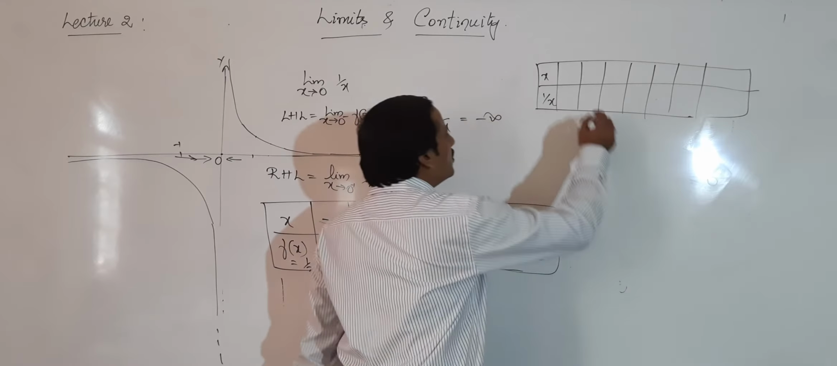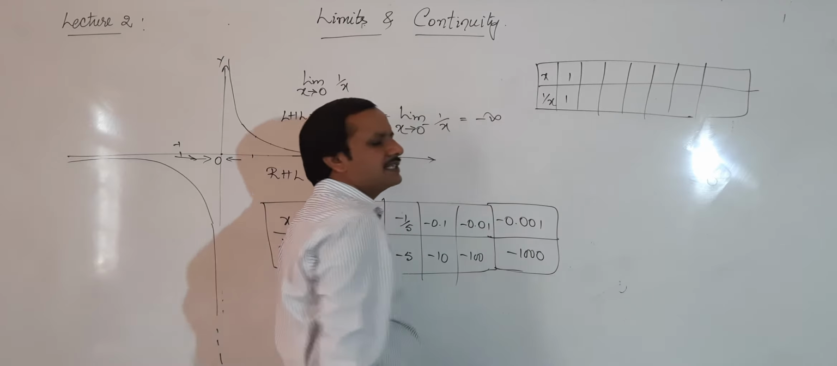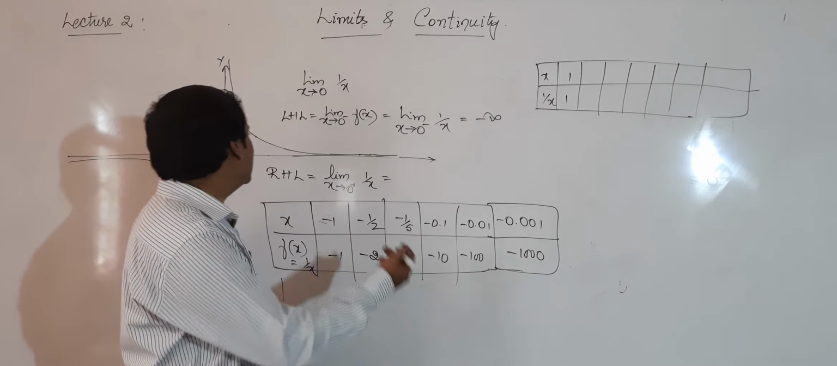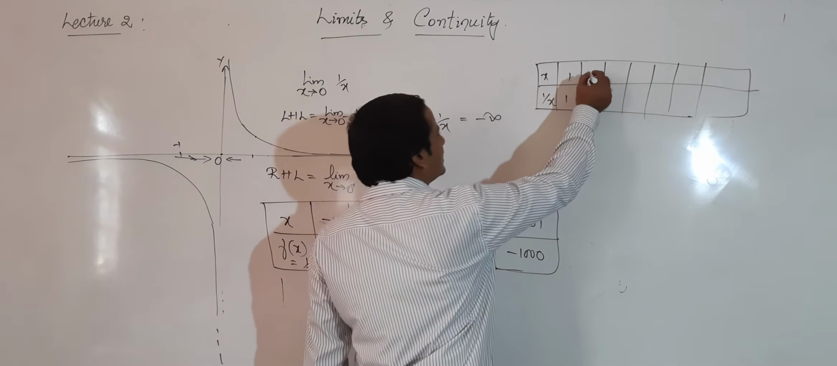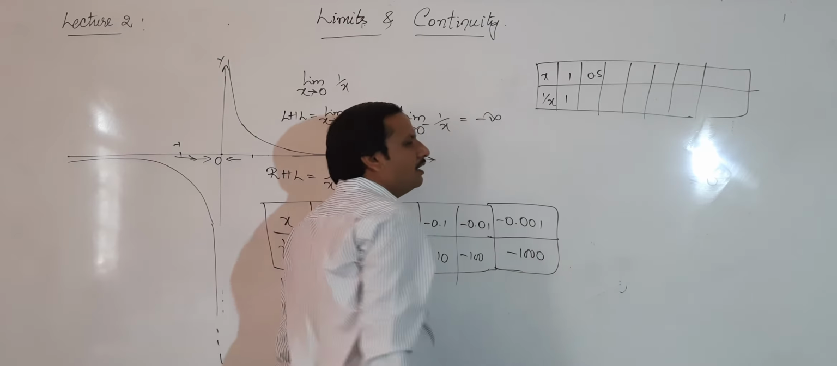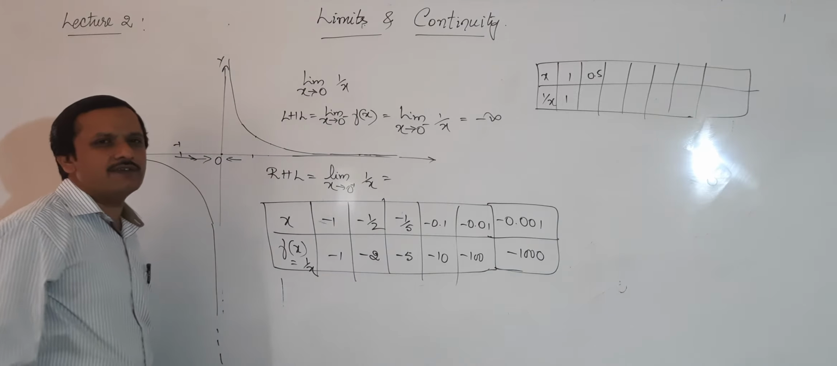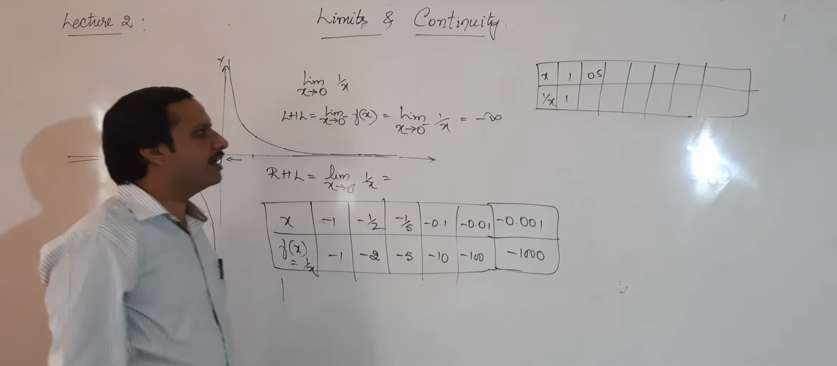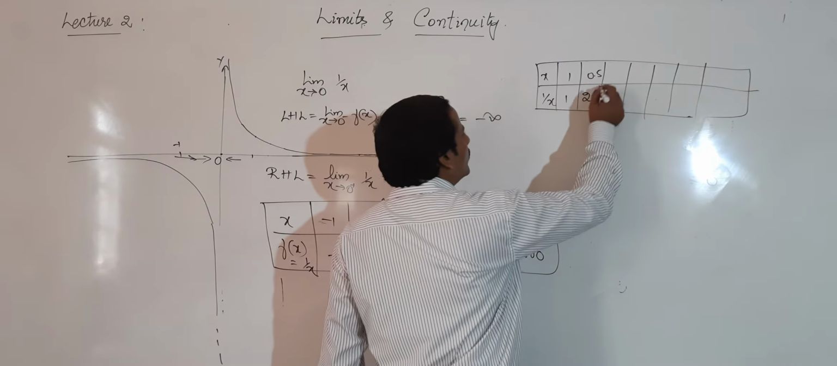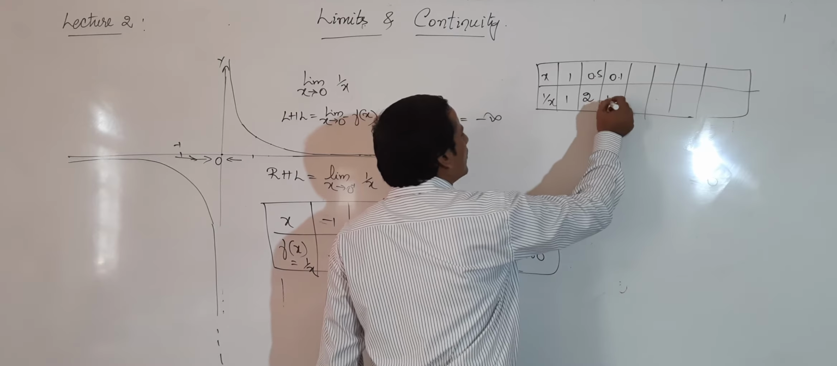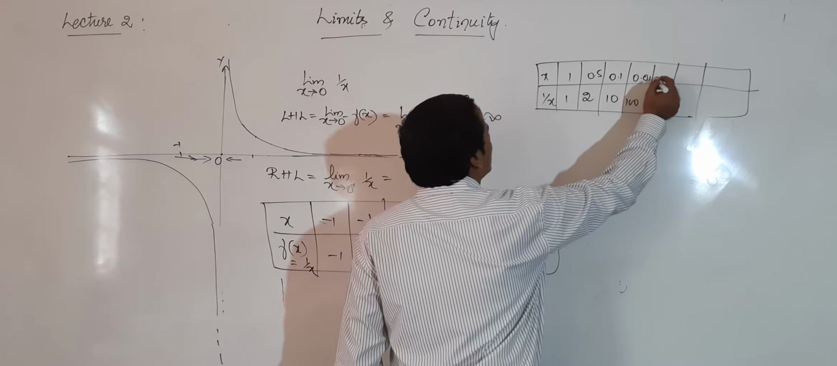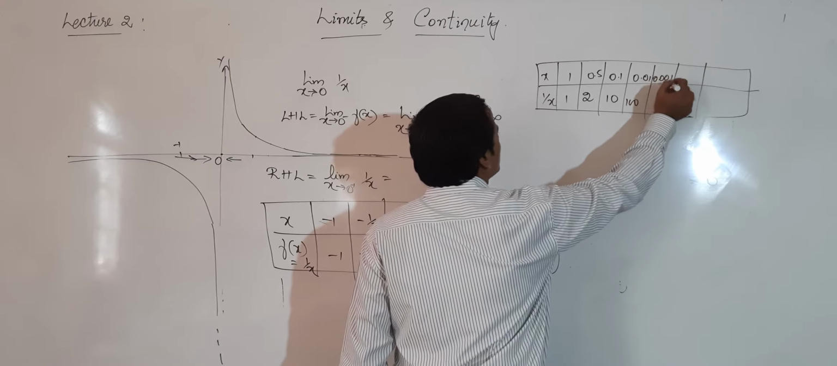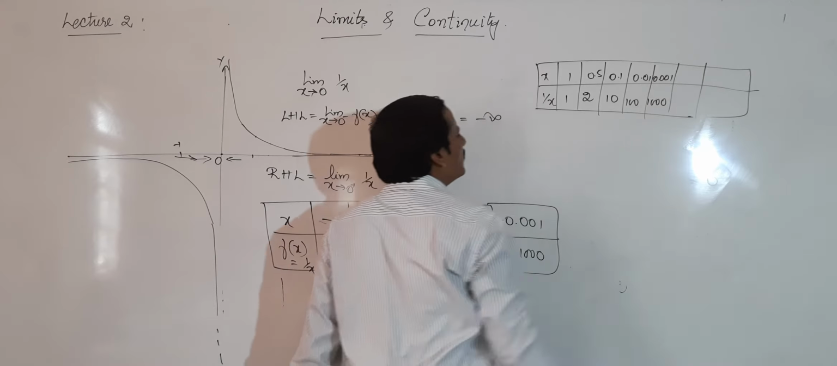So when x is 1, f of x is also 1. I am bringing x closer and closer to 0. So I will take x as 0.5. Then what happens? 0.5 is nothing but 1 by 2, then 1 by x will become 2. If x is 0.1, 1 by x will be 10. If x is 0.01, it will be 100. If x is 0.001, 1 by x will be 1000.